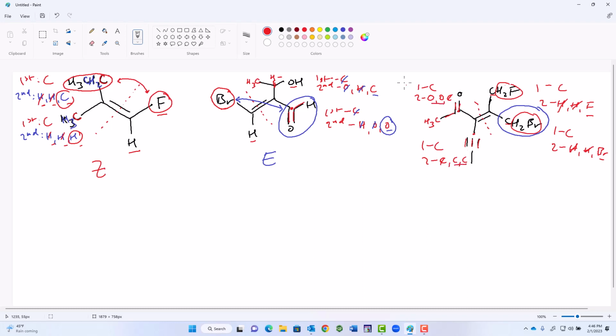O is a higher atomic number than C, so in this case, this group here, this acetyl group, would be the higher priority group. We then finally compare the relative location of the two high priority groups. We see they're on opposite sides, so we would call this an E alkene.